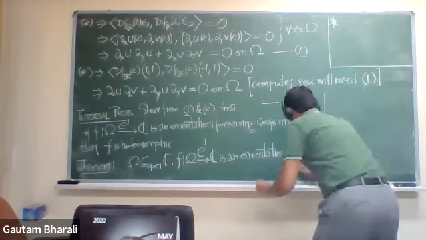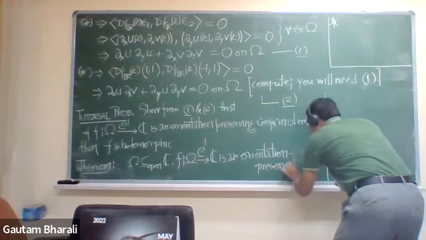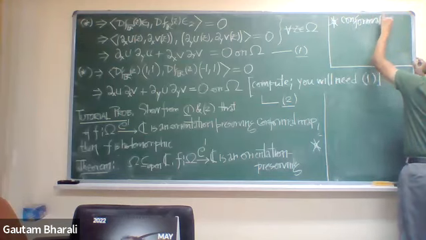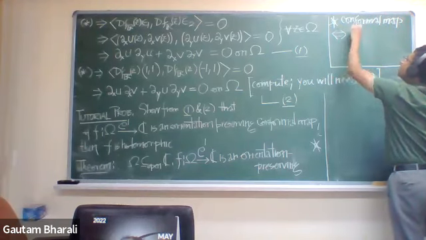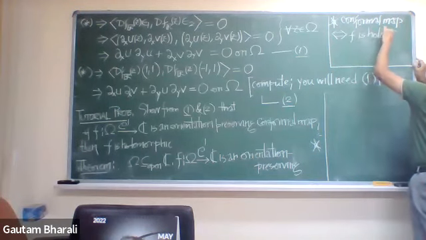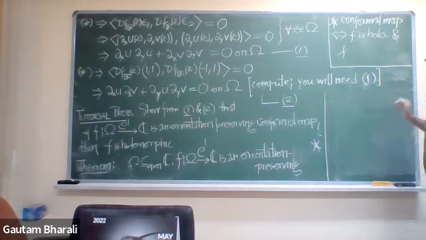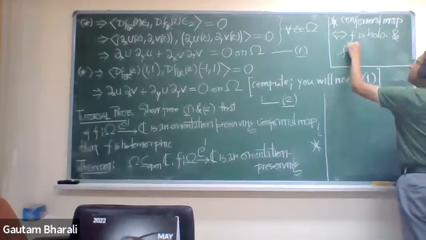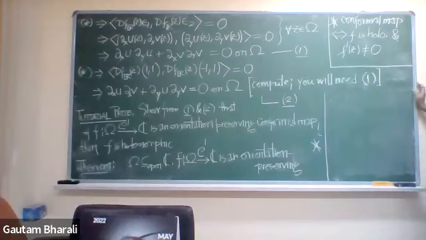So this is an orientation preserving conformal map if and only if F is holomorphic. And now if F is holomorphic, we know that at each point F dash exists. And this is the part that F dash is not equal to 0, right?